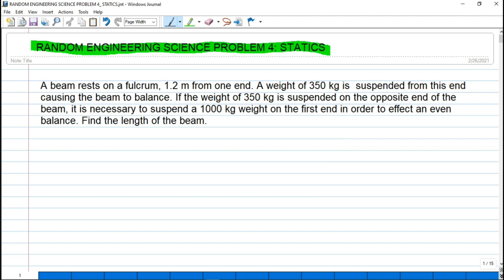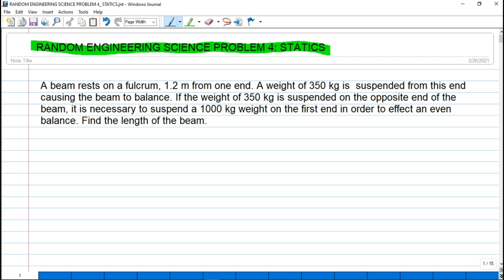So in this particular video guys, we are going to solve a random engineering science problem. So this is statics. So hindi ko na siya label as engineering math because this is under sciences. So in this problem, we have a beam rests on a fulcrum 1.2 meters from one end. A weight of 350 kilograms is suspended from this end causing the beam to balance. If the weight of 350 kilograms is suspended on the opposite end of the beam, it is necessary to suspend a 1,000 kilogram weight on the first end to effect an even balance. Find the length of the beam.